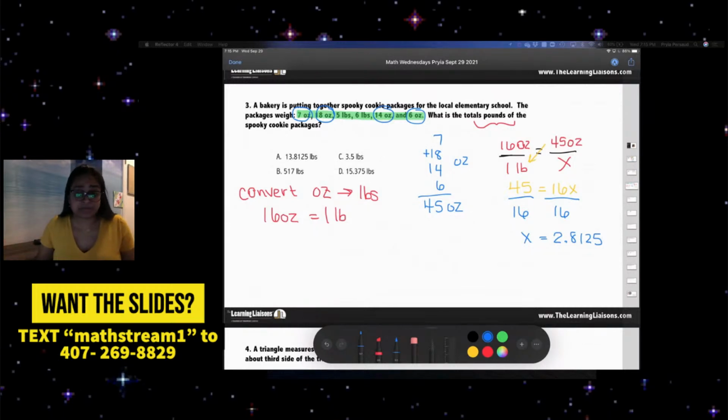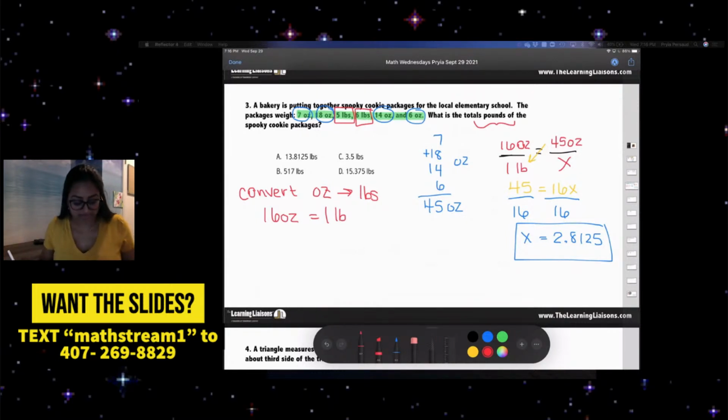But they didn't ask us to round anything. We got to write all the decimals out. Is 2.8125 my answer? Is that it? That's my pounds, right? But that's not my answer. I didn't use the 5 pounds and the 6 pounds from earlier. So I have to add that to my 2.8125 pounds.